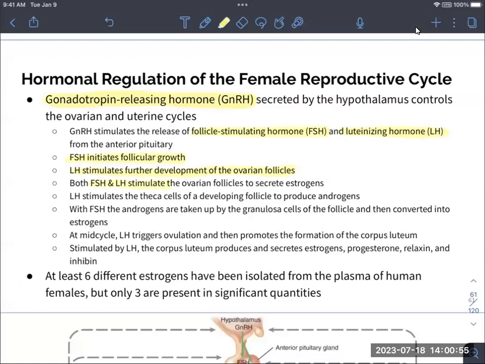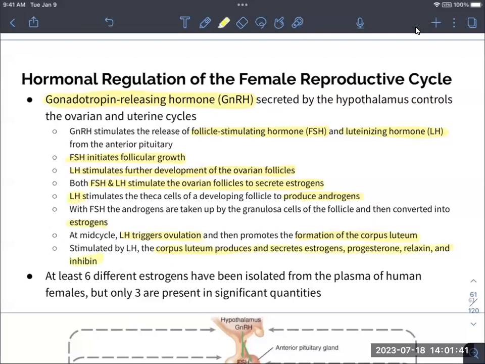They're going to both cause estrogens to get secreted by that ovary. Luteinizing hormone is going to help with producing those androgens. Follicle stimulating hormone and those different androgens will get converted to estrogens. Luteinizing hormone is going to trigger ovulation and cause that formation of that corpus luteum. When that corpus luteum gets created, it's going to produce estrogens, progesterone, relaxin, and inhibin.